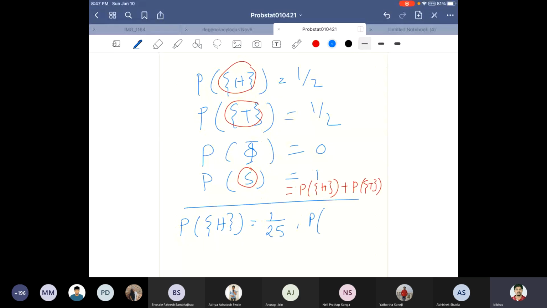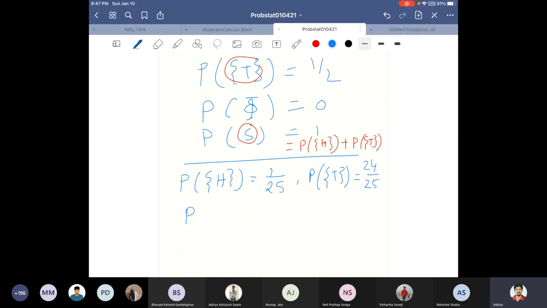And probability of T is equal to, what should this be? 24 by 25. Now see here, the probability of the null set is equal to 0, and the probability of S is, you see, 1. So this is also a probability measure. I can define it this way also. So any function which satisfies the postulates, you can define anything.